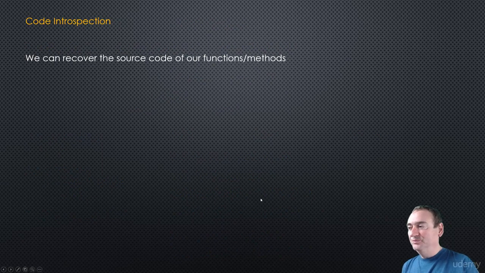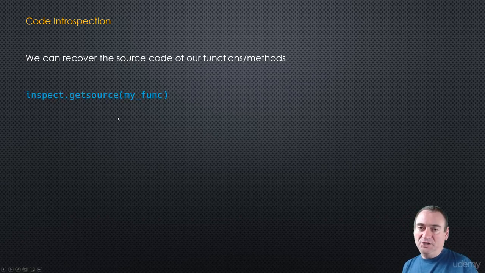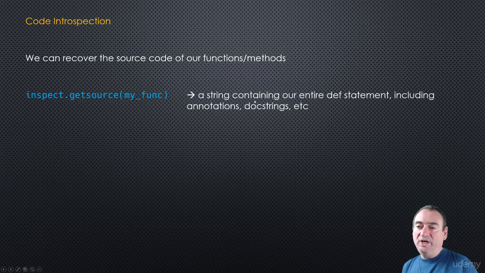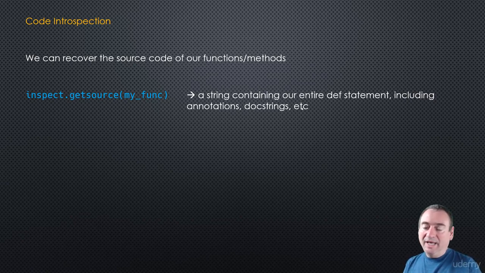But now let's continue. We can recover the source code of our functions and methods. We can actually look at the source code of a piece of code that we've written. It's kind of weird, but we can do that using the getsource function in the inspect module. We just pass in the function we're interested in, or the method, whatever callable, and we'll get a string containing the entire def statement. So for example, you could write a piece of code that looks at a function that's been defined in a module somewhere and prints that out to the screen. It might be very useful for documentation purposes.